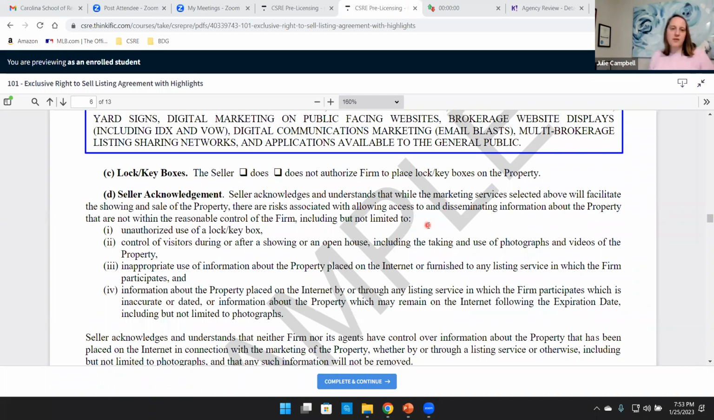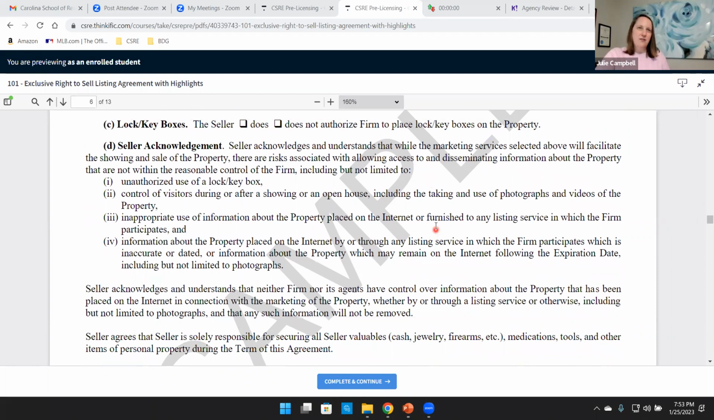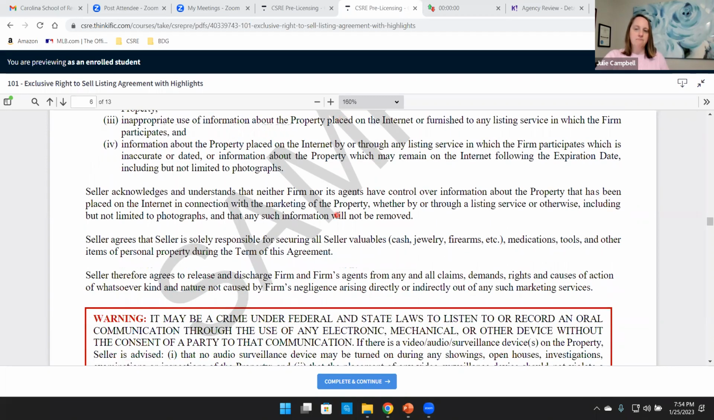Seller's got some acknowledgments. It's not highlighted. It's not on the syllabus. You guys are welcome to read this. Just some things that the seller acknowledges. A lot of this is saying, for example, I have zero, and I mean zero control over Zillow. So if there's incorrect information out there on Zillow, I'll try to get it fixed, but Zillow does their own thing. They've got a mind of their own. So I don't have control of the internet, and that would be an example of something the seller would want to acknowledge.